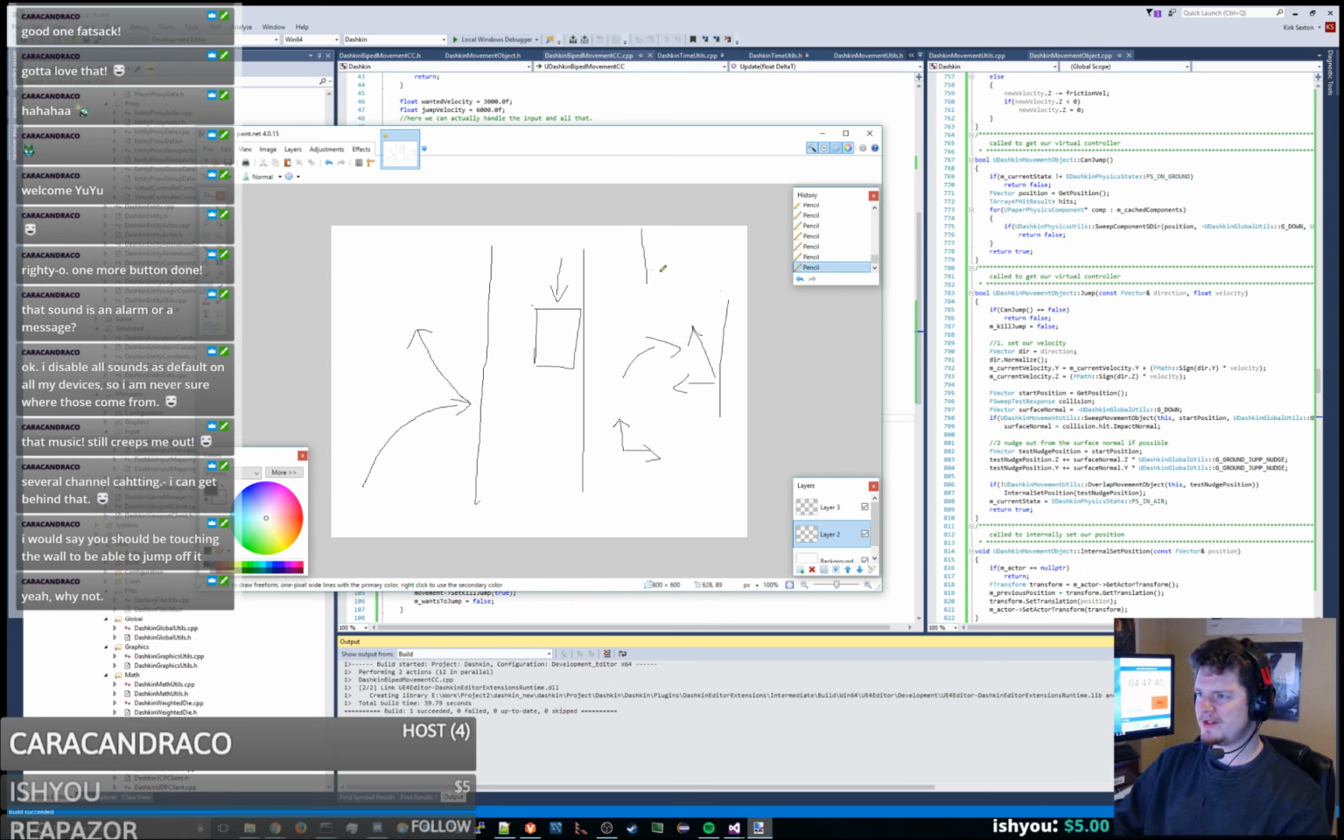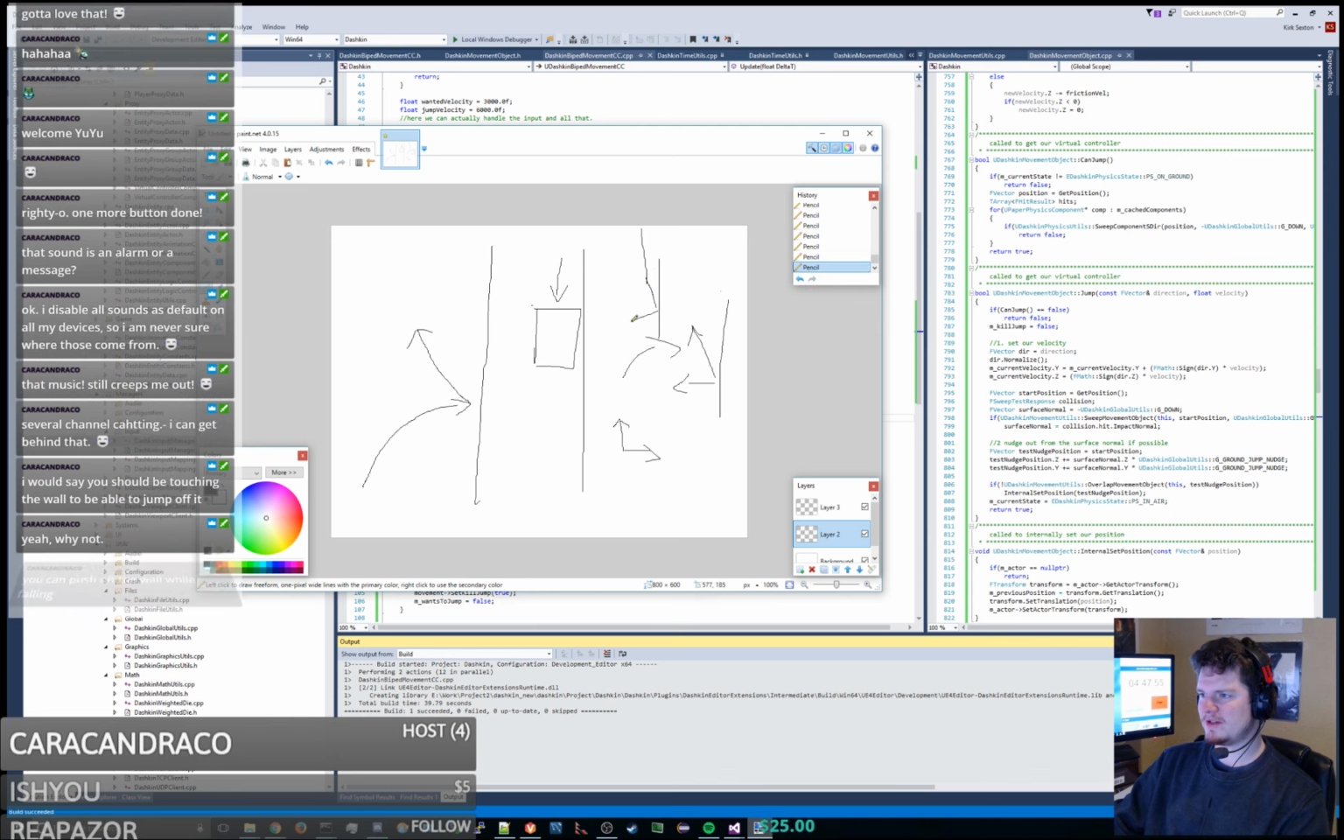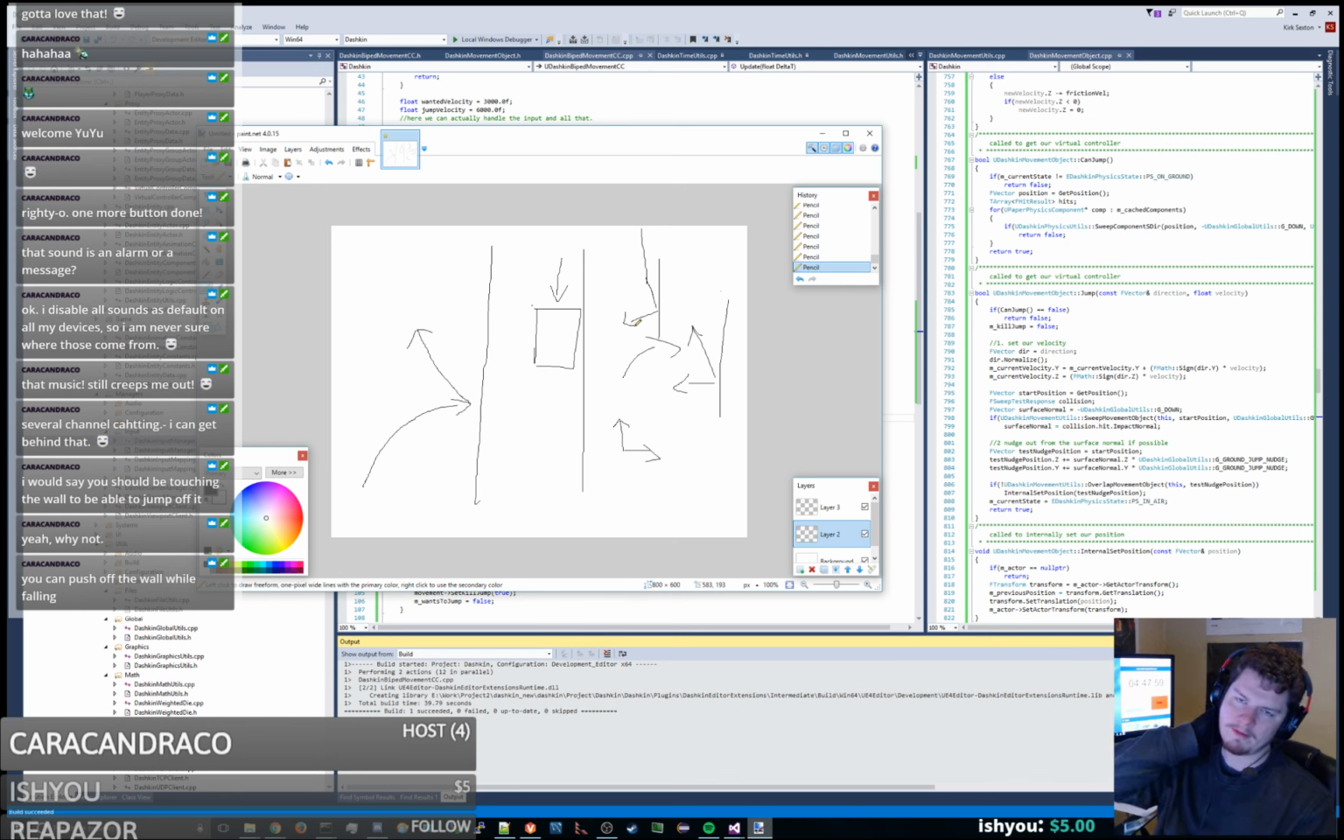So if you're falling straight down and you pressed it and your guy, like, how would he jump, right? I guess that's the other question, is if you're falling super fast and you jump, are you like kicking off the wall? Yeah, you can push off the wall while falling.